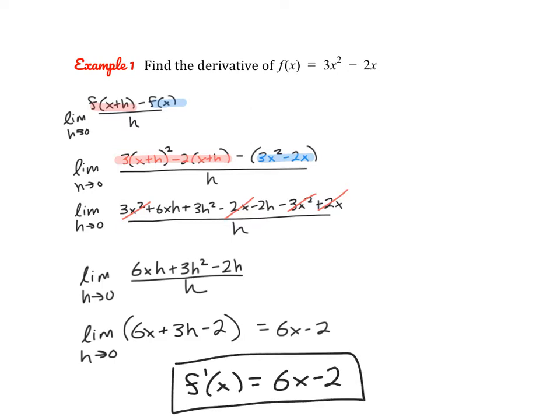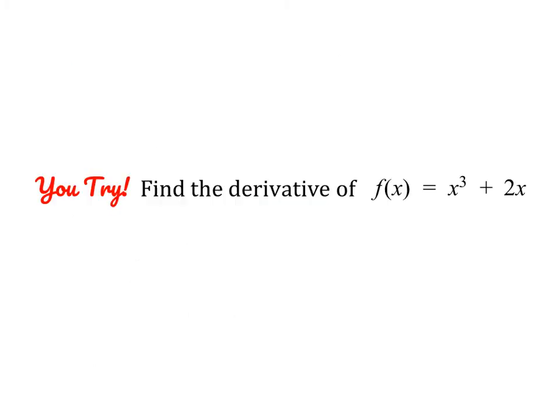So this new function will tell us the slope of our original function for any x value. So the input is going to be an x value. The output of our derivative function is the slope of our original function.